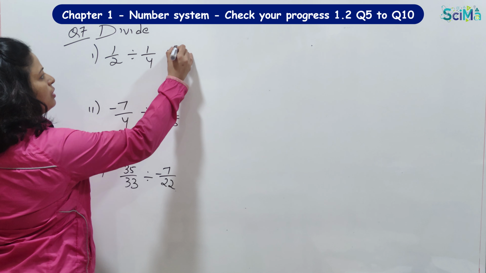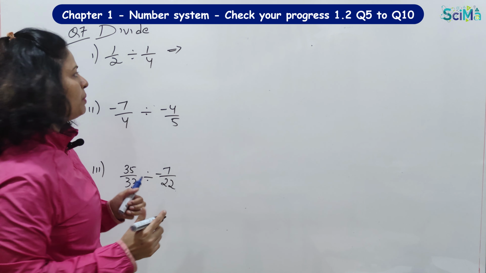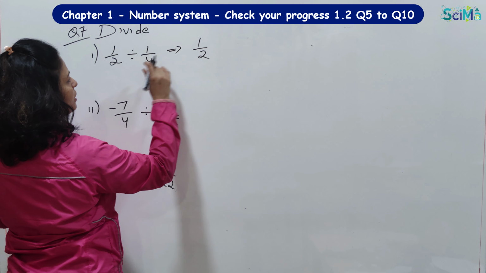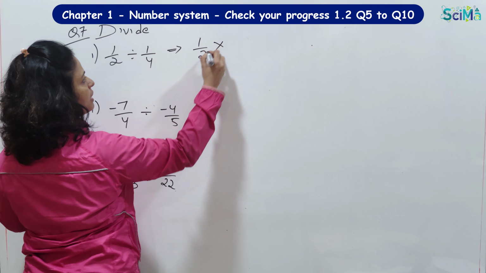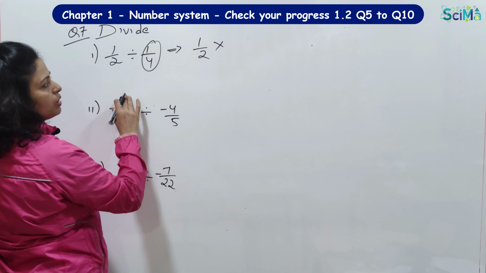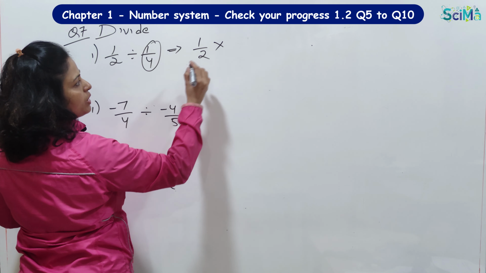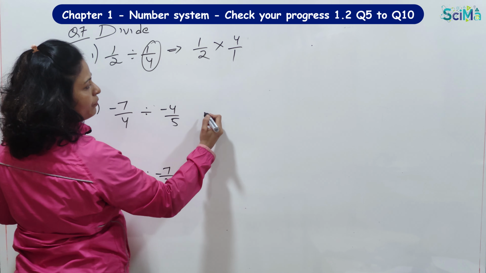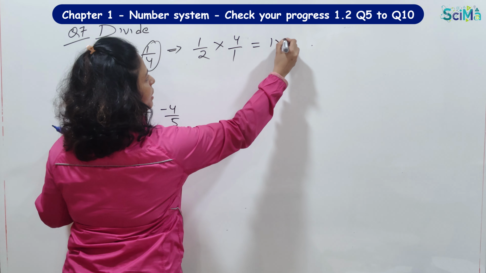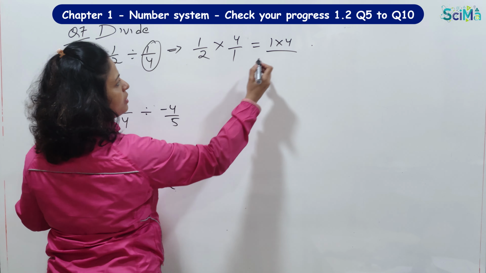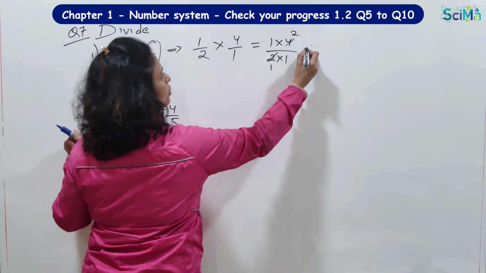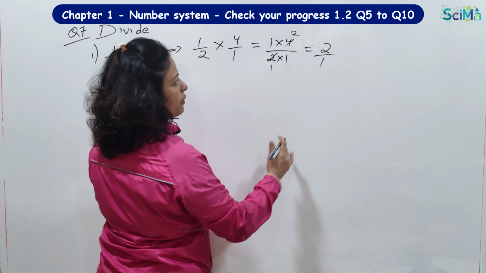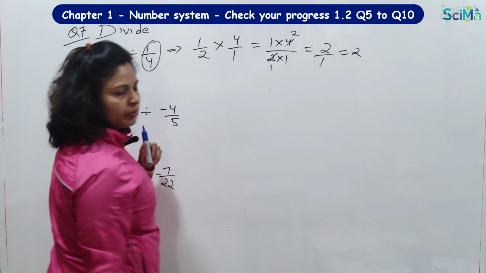Okay, so for division, I have explained to you. We write the first number as it is. We change the division into multiplication and we take the reciprocal of the second one. So 1 by 4 reciprocal will be 4 by 1. After that, you follow the same method. Multiply the numerators, multiply the denominators. You can cancel 2 with 4 also. So the answer will be 2 by 1 or 2. Okay.